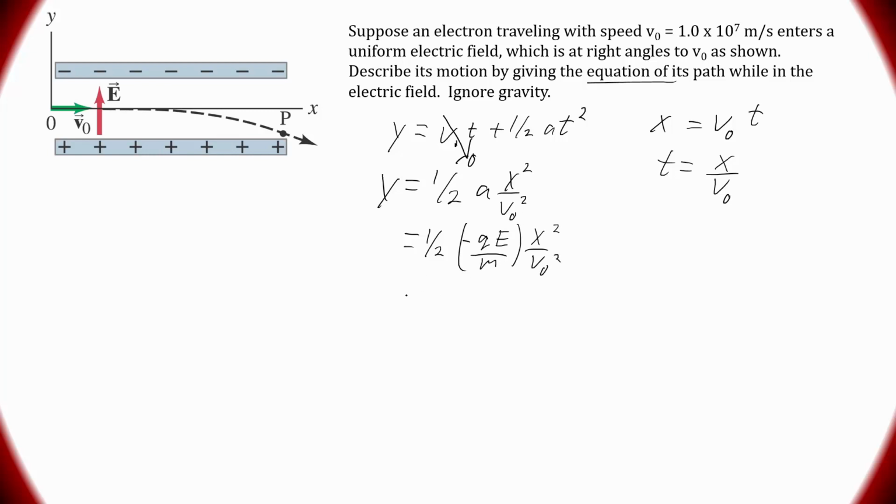And then if we just want to clean things up a bit, we could plug in e, lowercase e, for q here. So we're going to have negative little e times big E all over 2m times v naught squared. So all of this stuff is constant, and then all of that times x squared. So we will have parabolic motion, just like projectile motion. So there is our equation of motion.